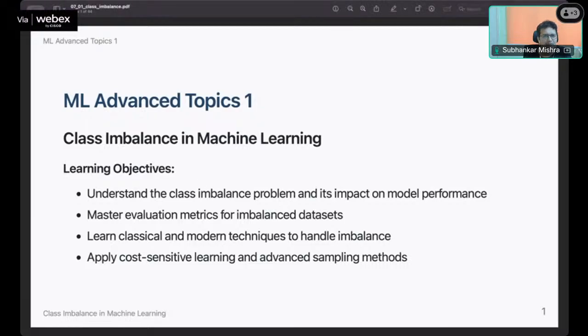So today we want to understand what class imbalance is, and what we can do to solve this particular problem. You will understand why this is very important because this impacts model performance as well. It doesn't matter how good a model you have, if you have this problem, you will end up with bad results.